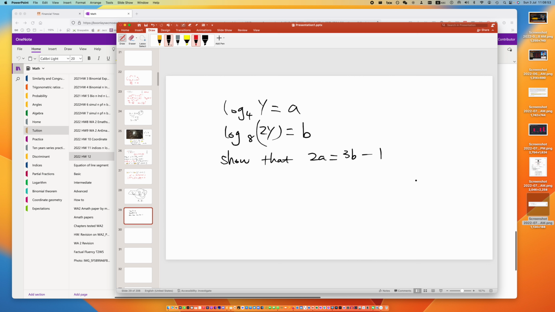It says given this, and then of course you need to show this. For this one, you just have to write out what is 2a. Can you continue? Can you write out what's 2a? Why did you pick this one, by the way? It's the last question, like an advanced question. Can you write down 2a in terms of logarithm? No need to write down the question, just continue from this. 2a is 2 log 4y.